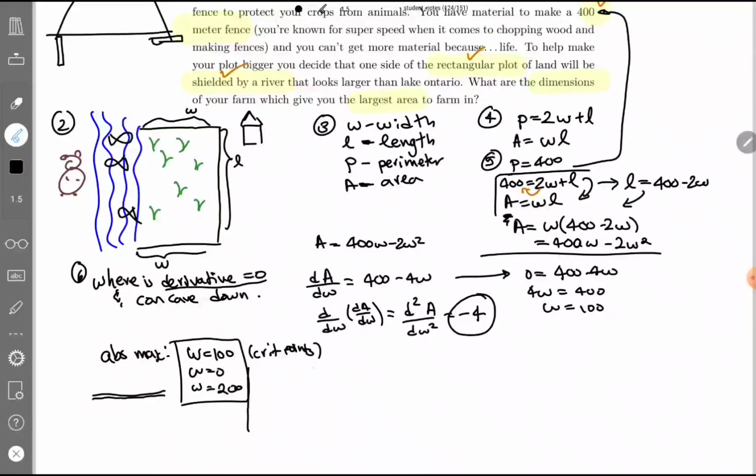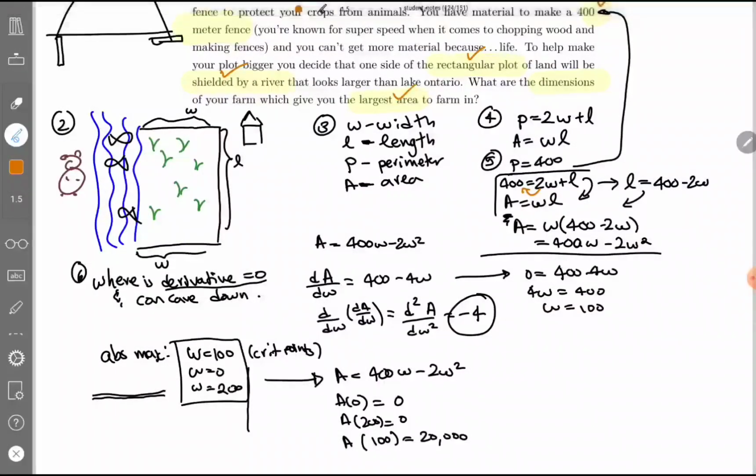So we plug these into our function A. Remember, this is 400w minus 2w squared. And this is where a calculator would help. A of 0 is just going to give us 0. A of 200 is also going to give us 0. And then finally, A of 100 is going to give us 20,000. So basically we have a 20,000 square meter plot of land. This is when we have our maximal value, so this is our largest area.